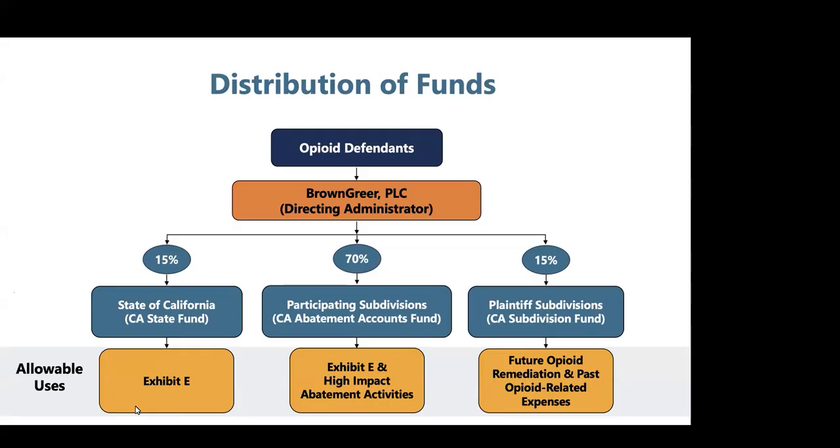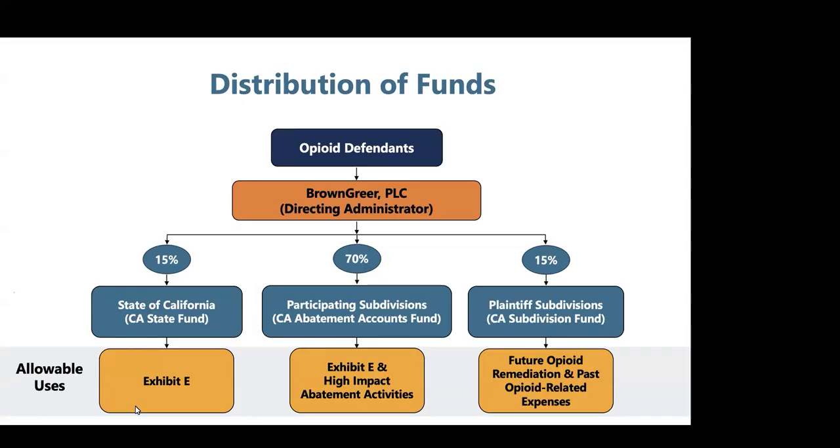And then we have our participating subdivisions, that California Abatement Accounts Fund. Those do have restrictions to Exhibit E. Exhibit E is a list that is found in the national settlement agreements that effectively has pages full of activities that are considered allowable uses. So funds originating from this account type are restricted to Exhibit E. In addition to that, it also has a 50% requirement that those funds received in a calendar year need to be spent on a high impact abatement activity. And we will go on to that on another slide.